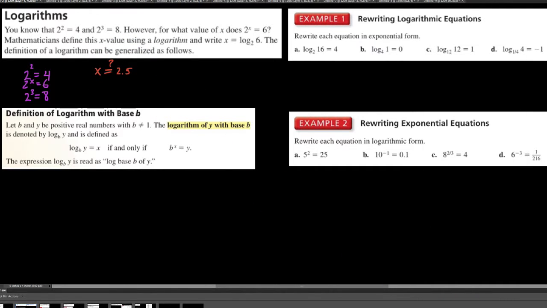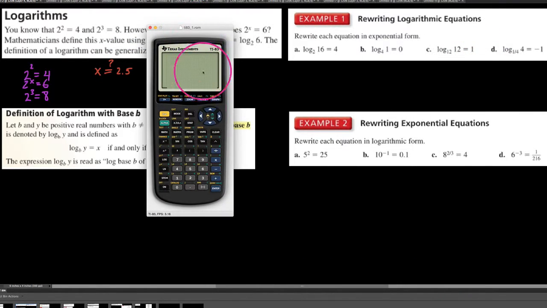Well, what I want to show you is that on our calculator here, we'll just go ahead and turn this on. We're going to take 2 to the power of 2.5. The first thing I want you to notice is that you actually get an answer. And the second thing I want you to notice is that you don't get 6. As a matter of fact, you're getting close to 6, but not exactly 6.